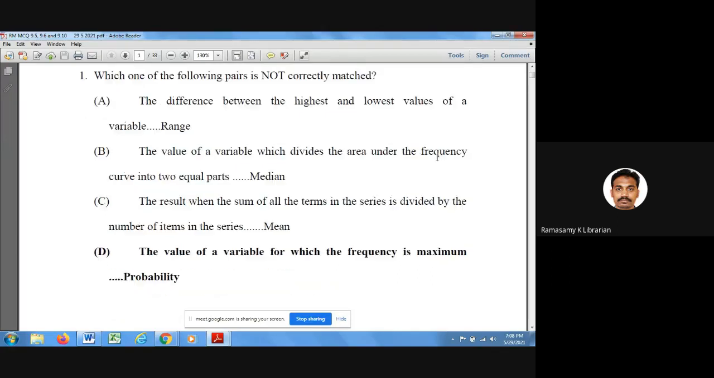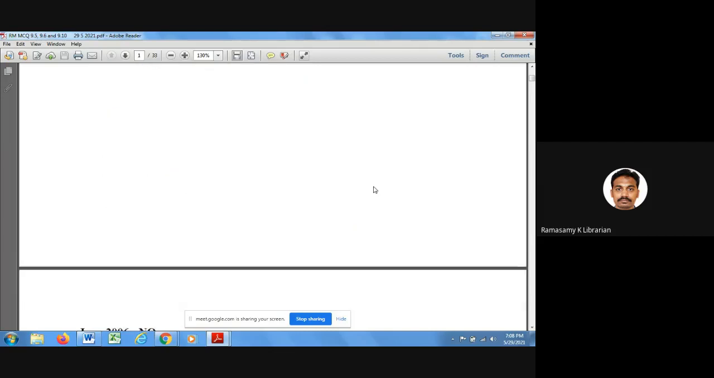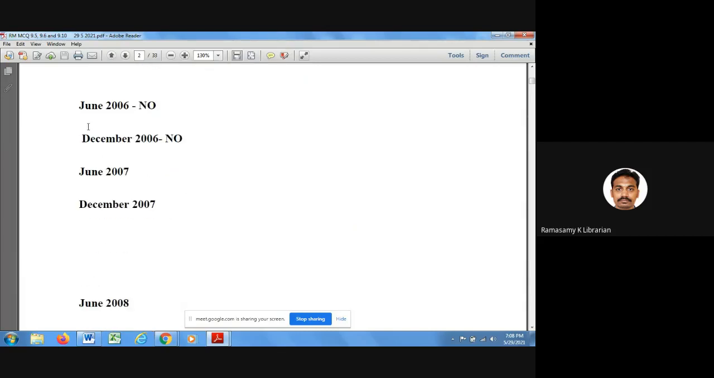The last one: the value of a variable for which the frequency is maximum. The correct answer is mode. You know very well, but here it is given probability. So D is the wrong answer. Fine. Next question. During all these examinations, not even a single question was asked from these 3 units.